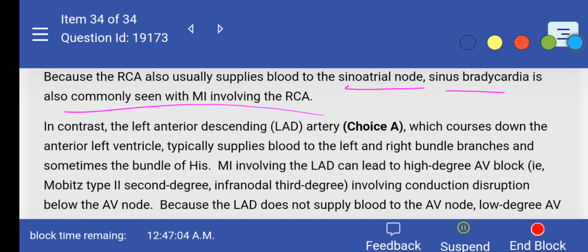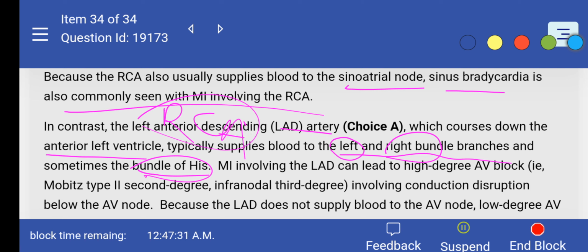Sinus bradycardia is also commonly seen with MI involving the RCA. Okay, in contrast, the LAD artery, which courses down the anterior left ventricle, typically supplies blood to the left and right bundle branches, sometimes the bundle of His. Now this is important, right? LAD supplies the left and right bundle branches with the bundle of His. But the RCA was supplying the SA node and AV node.